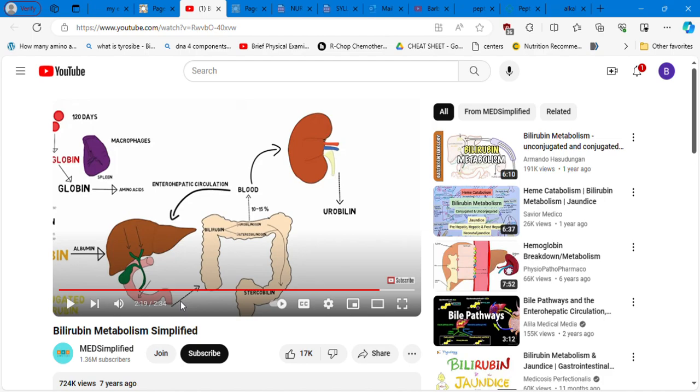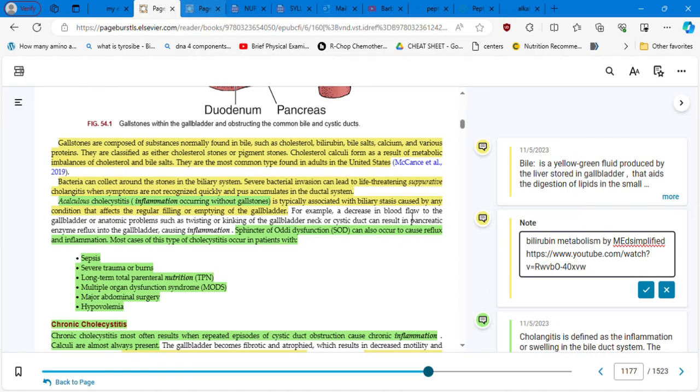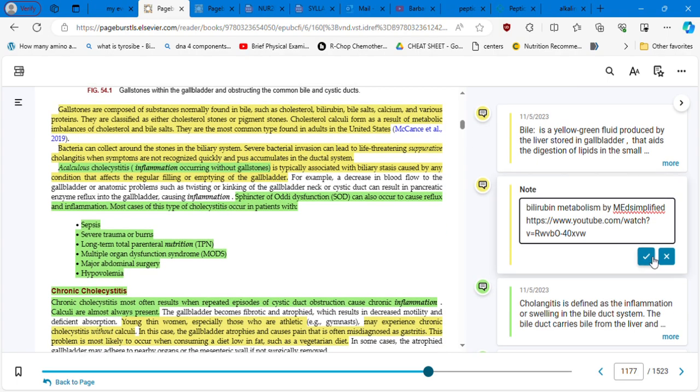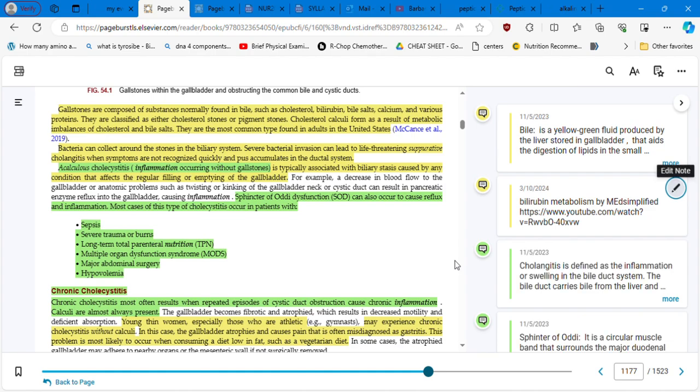You see, there are many players in the bilirubin, and this was a good refresh. Probably you are not gonna capture everything right now, but little by little with repetition, as I always say, repetition, okay, is gonna make you understand, and it's gonna make you process the knowledge. It's very important. So then we have that the gallstones are composed of substances normally found in bile.